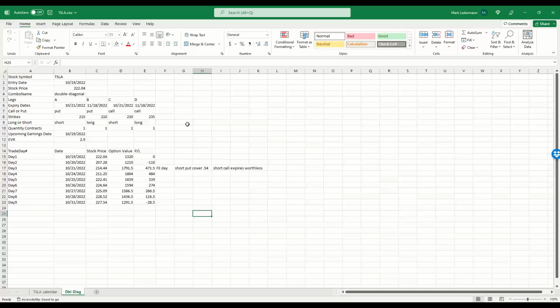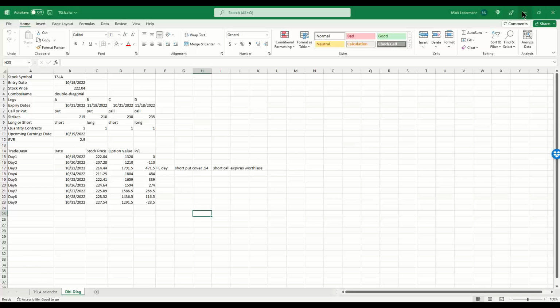Double calendars can be used as well, but I found with this desire to exploit IV crush, the double diagonal sometimes has some advantages. Okay, but there's a lot to talk about here. There's a lot to, as they say, unpack here.